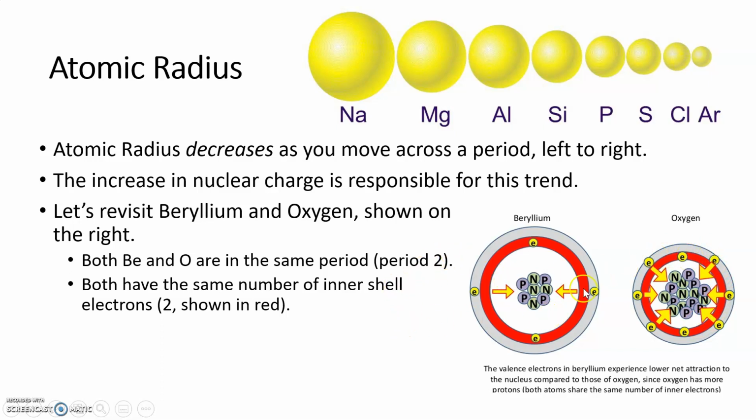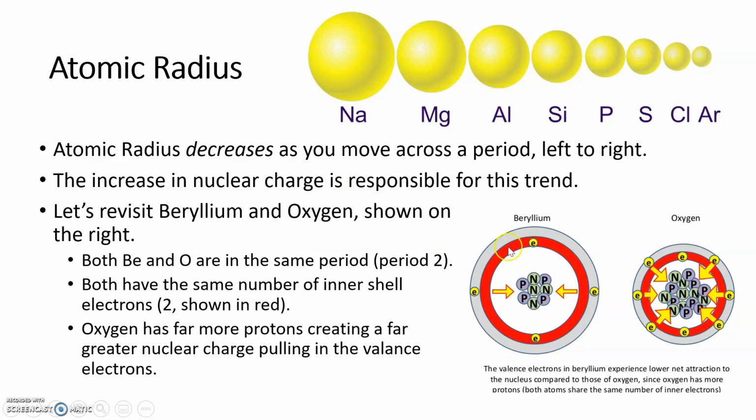So we have a much greater nuclear charge in oxygen with 8 positives than beryllium with only 4. So these 8 positives are able to pull the valence electrons in a lot tighter than just 4. That results in a much smaller atom for oxygen than beryllium. That's our end result. As you move left to right across a period, you're getting smaller and smaller atoms.